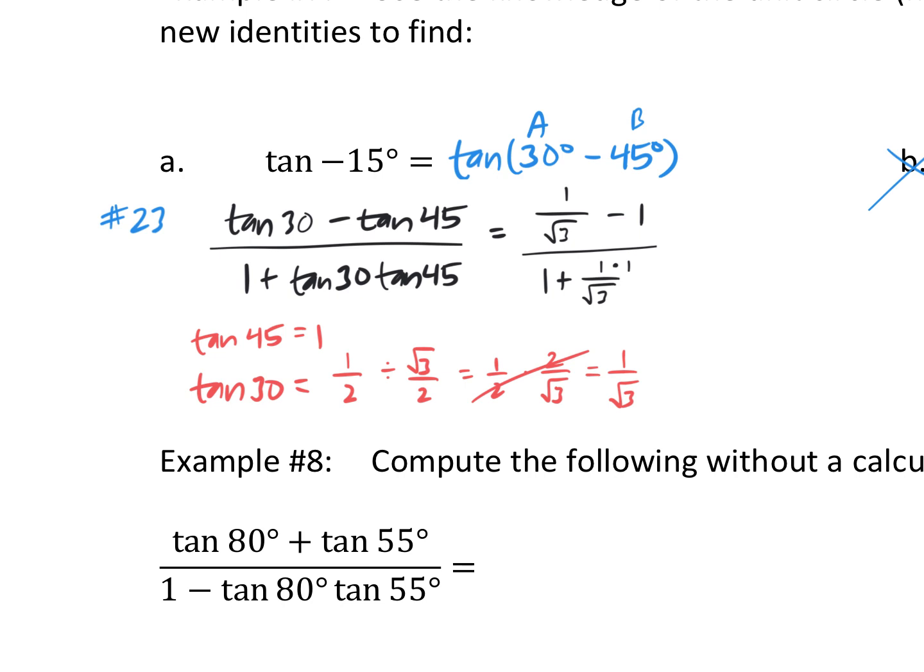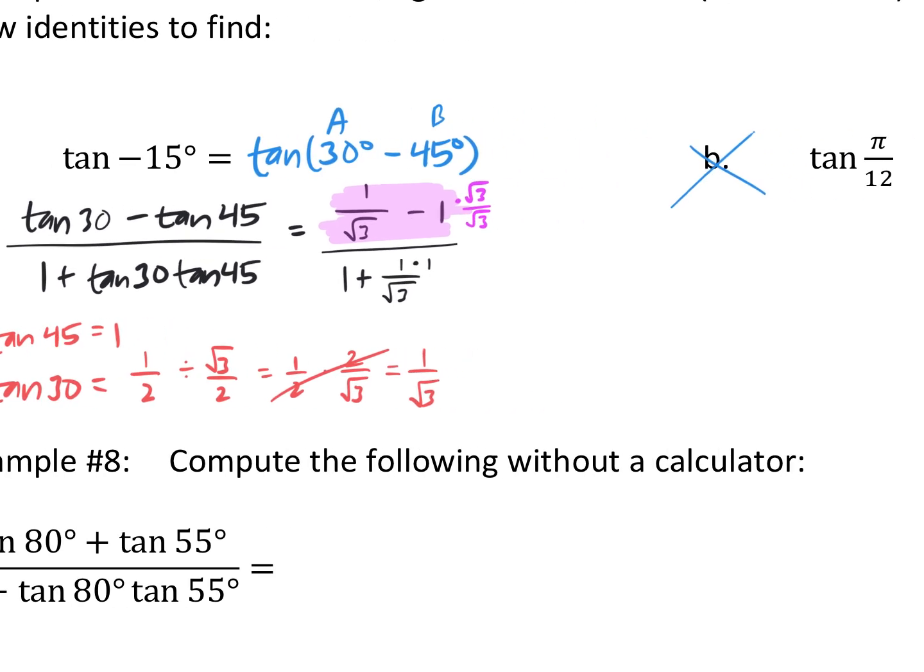Okay, so I'm going to color code this here. I'm going to do the top in pink. And I'm going to go ahead and get common denominators and add those two things together. So what's my common denominator going to be? Square root of 3. So I'm going to multiply the 1 by the square root of 3 over the square root of 3. So in the numerator, this would give me 1 minus the square root of 3 over the square root of 3.